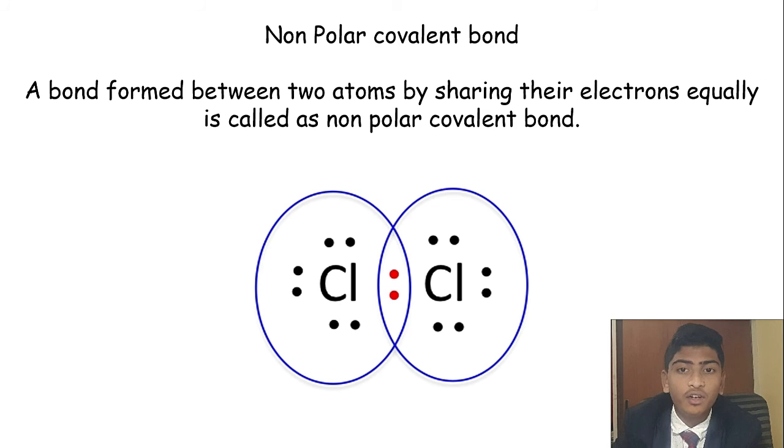And next, the non-polar covalent bond. This bond is formed between two atoms by sharing their electrons equally. It means both share their electrons equally. Chlorine shares one electron, and this chlorine also shares one electron, so both have two shared electrons and both attain stability. This is called a non-polar covalent bond.